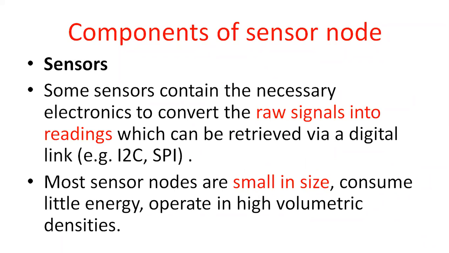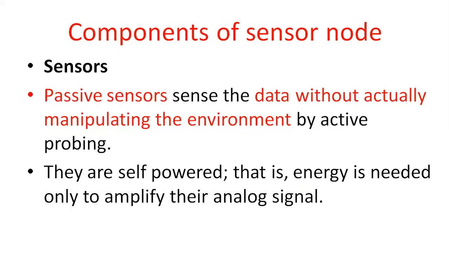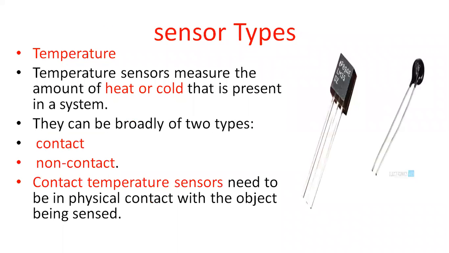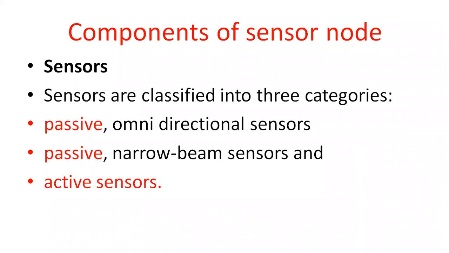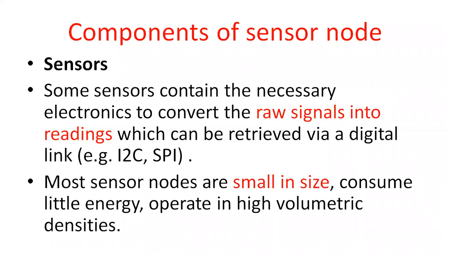Most sensor nodes are small in size. For example, these are all sensor nodes. Each sensor is small in size, consumes little energy, and operates in high volumetric densities. That means they are small, but the work they do is more.